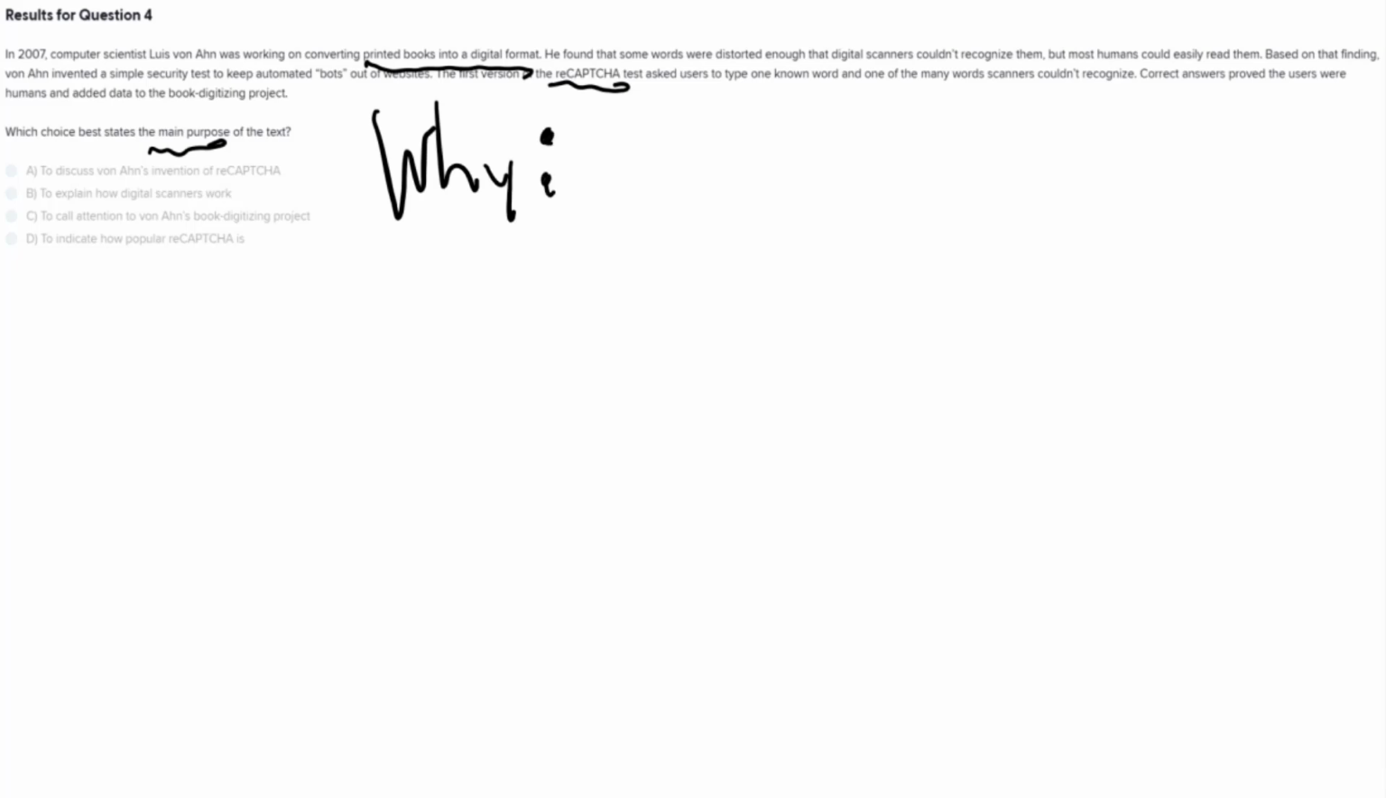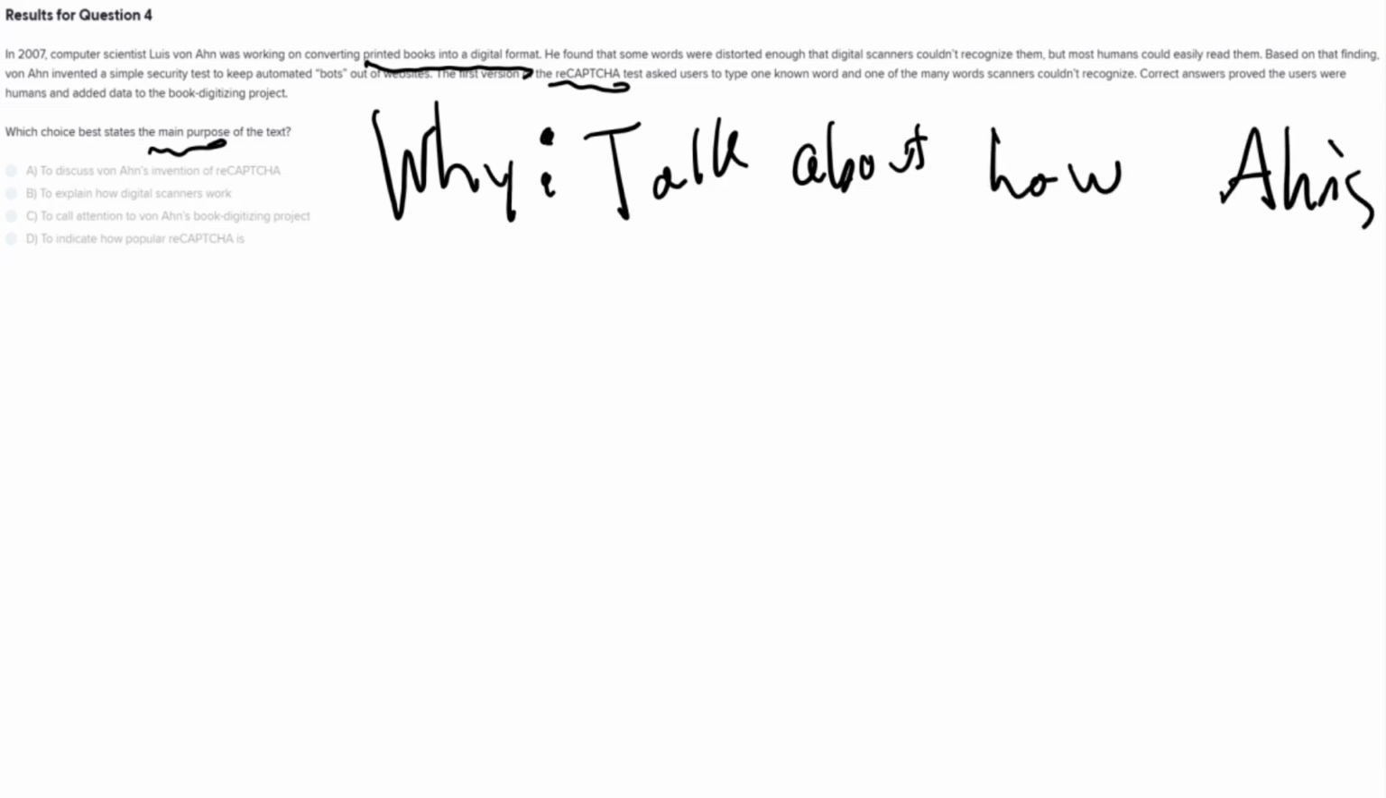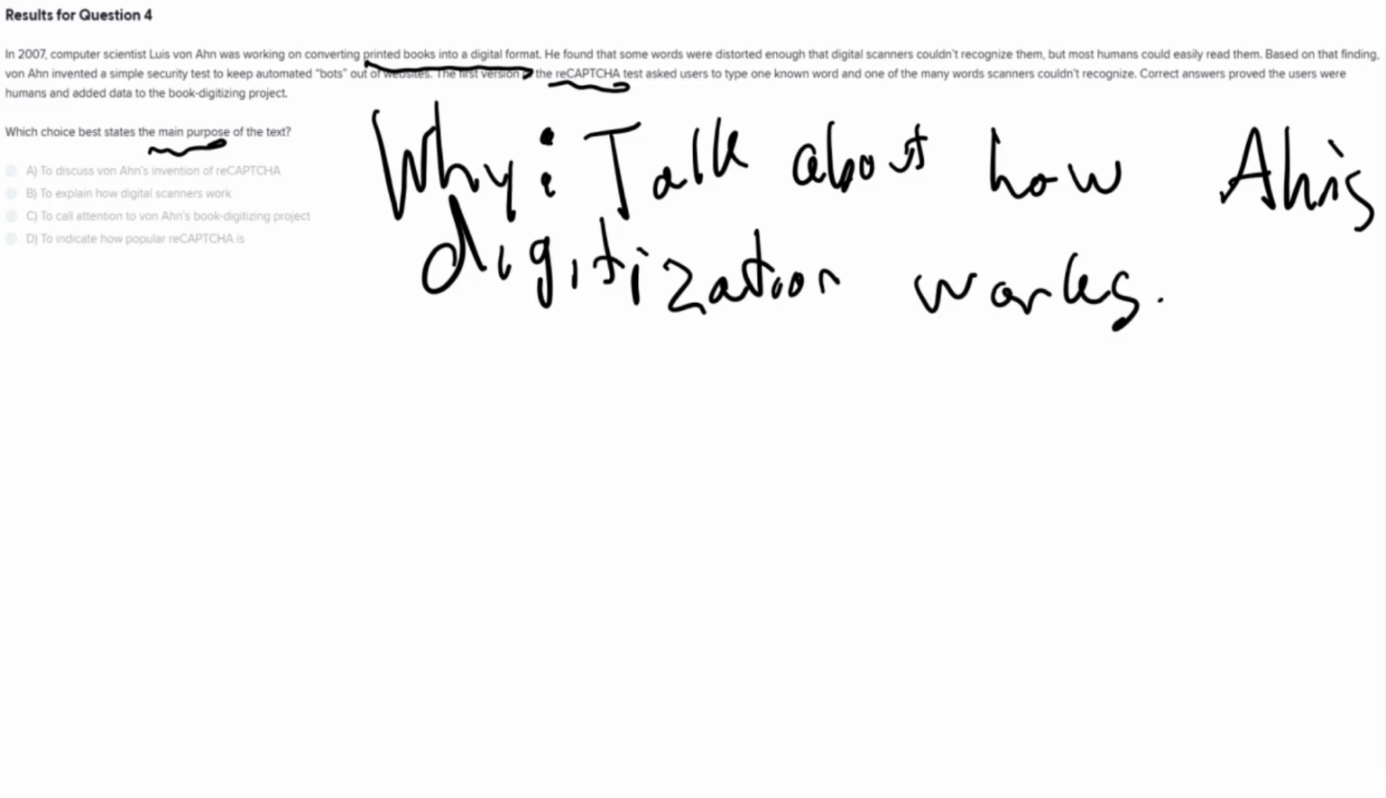So a good step is to form our own idea of why the author is writing. Based on what I've underlined, I get an idea that the author is trying to discuss how digitization works, and how it led to reCAPTCHA.